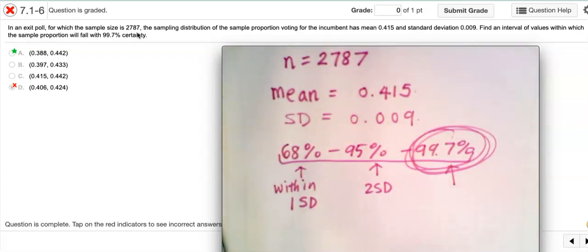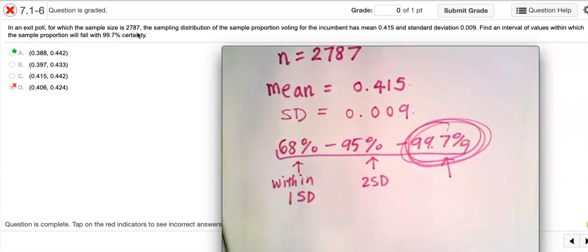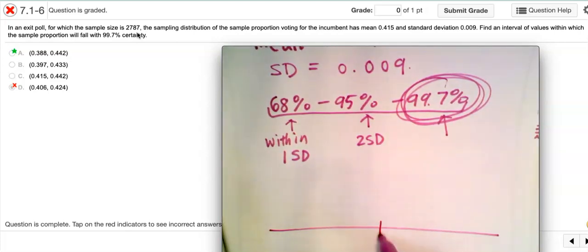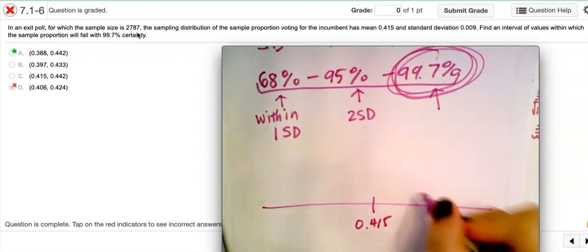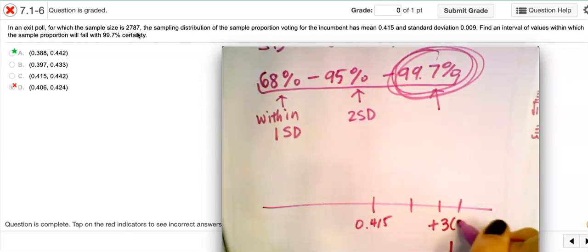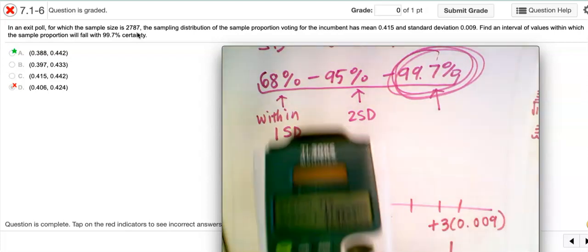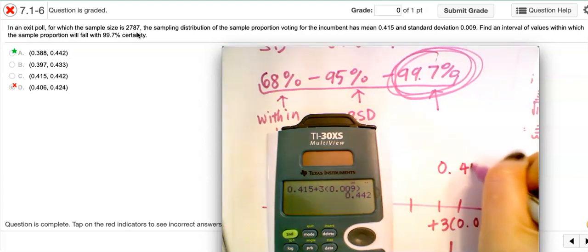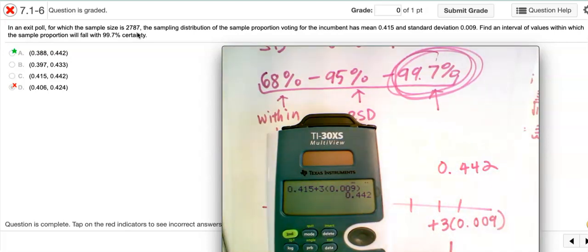For the 99.7% to be in this interval, we put the mean 0.415 right in the middle, and go 1, 2, 3 standard deviations above. So add 3 times 0.009, and that will be your upper bound, okay? Let me do that. The mean, 0.415, plus 3 standard deviations above the mean, that number will be 0.442.